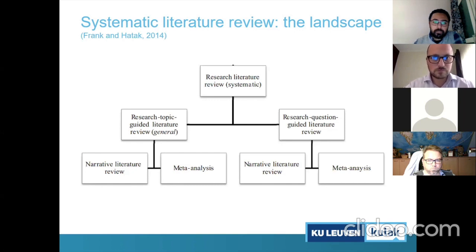The second dimension is a narrative literature review versus a meta-analysis-based literature review. A narrative literature review basically is a systematic analysis and synthesis, primarily focusing on the content of existing research on a certain topic or a certain research question. A meta-analysis, on the other hand, is a statistical analysis of a very large set of results from individual studies that have been published to date on a certain topic. For the narrative literature review, I will use my own paper as an illustration.